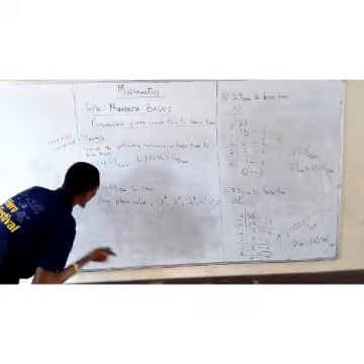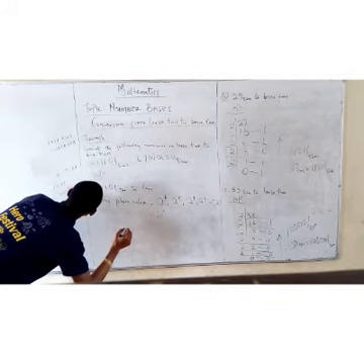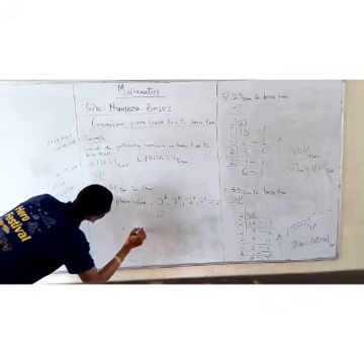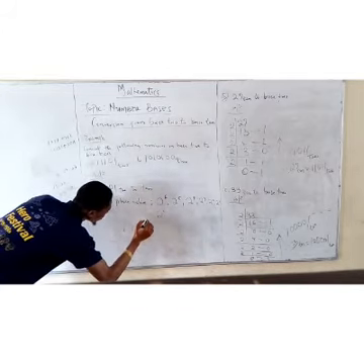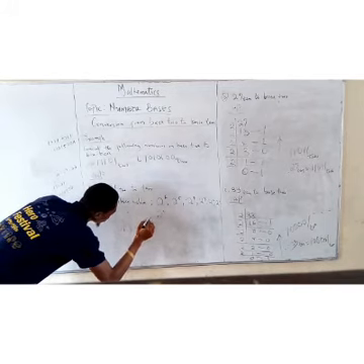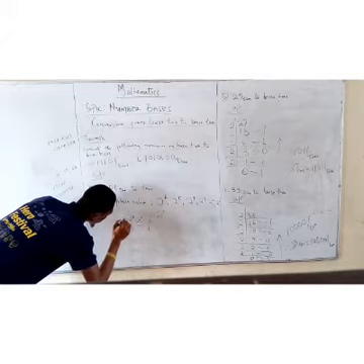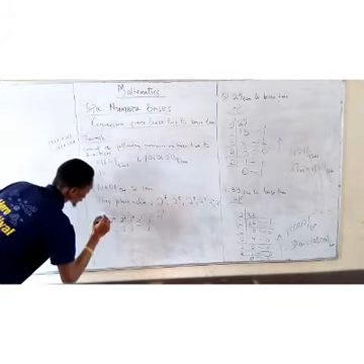Now, for this first one, we have what? 11101. Okay, this one is going to be what? Start from 2 raised to power 0. This one is going to be 2 raised to power 0, 2 raised to power 1, 2 raised to power 2, 2 raised to power 3, and 2 raised to power 4. This is how this one is going to be.